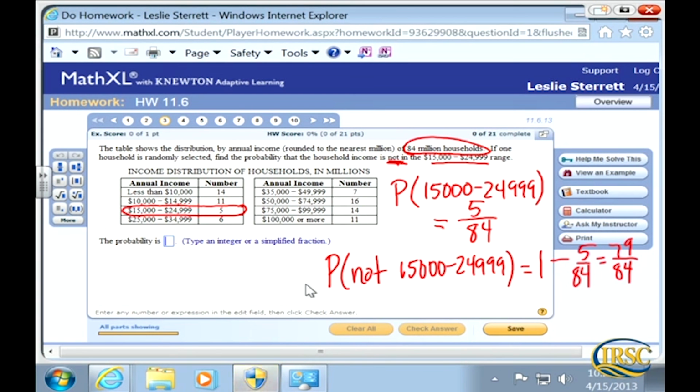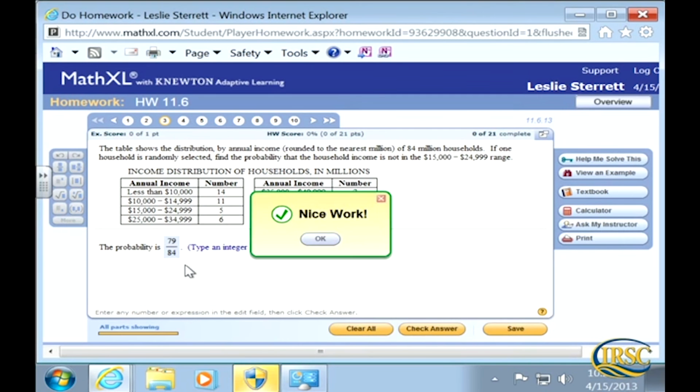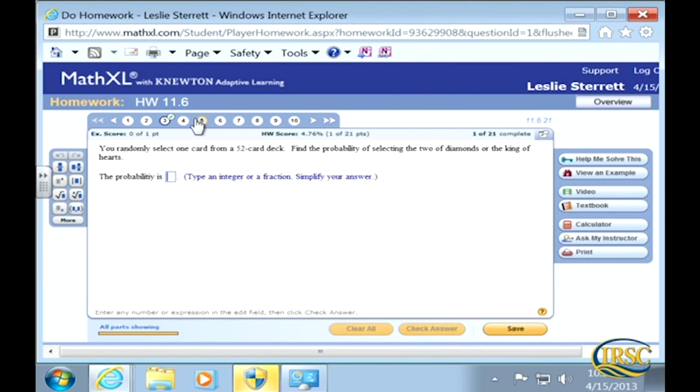Now sometimes there aren't two ways. That's the only way you can find it because they didn't give you any other information to do it. So you have to take the probability that it happens and subtract it from 1. All right, let's see if we're right here. So 79 over 84. Nice work.